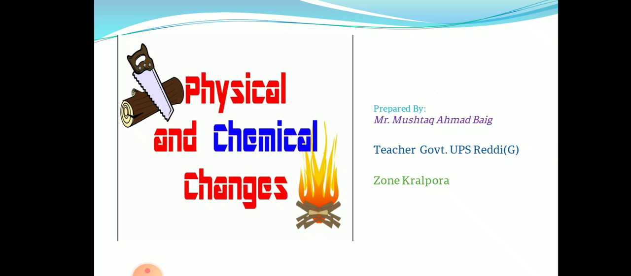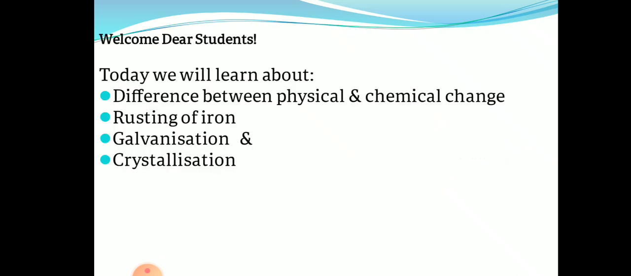Today we are continuing with our lesson Physical and Chemical Changes. Dear students, today we will learn about the difference between physical change and chemical change, rusting of iron and its prevention, and two concepts. Number one, galvanization, and number two, crystallization.